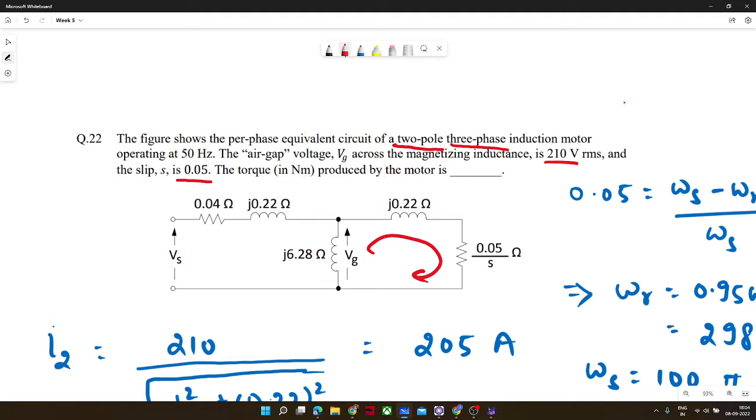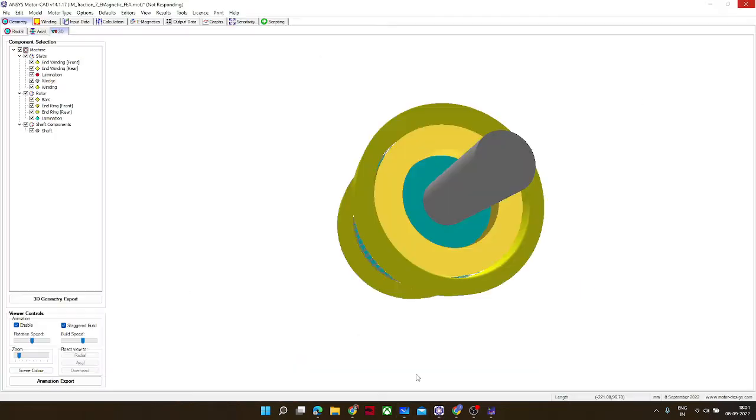We all know how to calculate power in an induction motor. How is it produced? Can anybody tell me? Till then, I will check the software. Formulae, you can speak formulae or anything. 3 into I R dash square into R R dash by S. Yes, right. So S is slip here, and the power is developed along the rotor resistance.